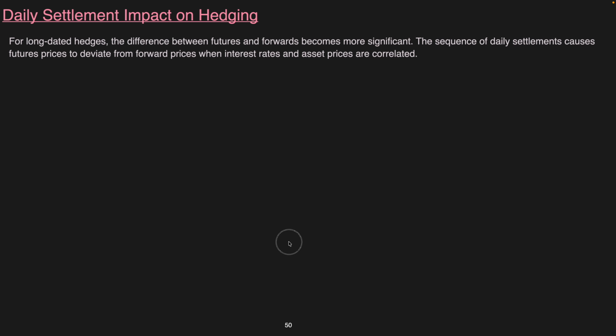Now coming to long dated hedges, the difference between futures and forward contracts becomes more significant. Why? It becomes more significant because of the cost of carry. Because of this cost of carry, or in the case of a financial contract, if there are any interest rate changes or any policy changes by the Reserve Bank of India or by the government, it is going to affect the futures and forward price difference.